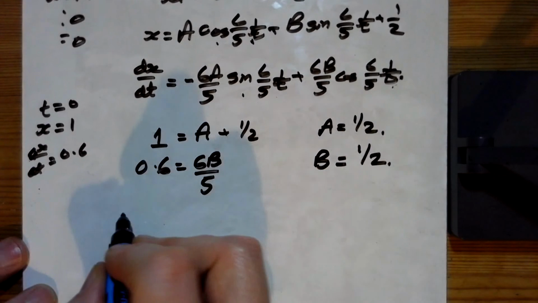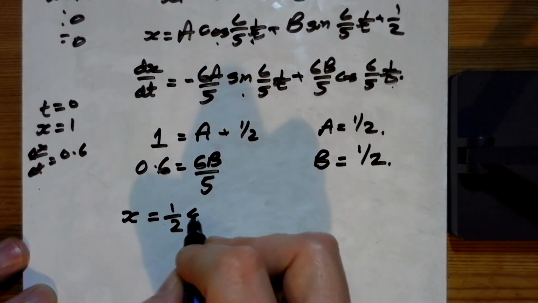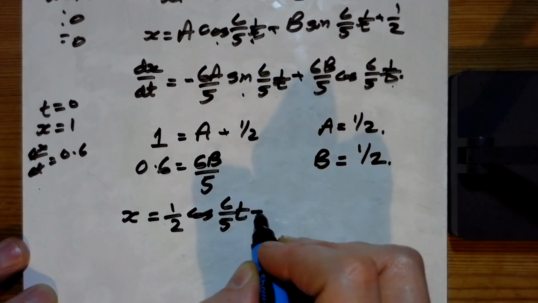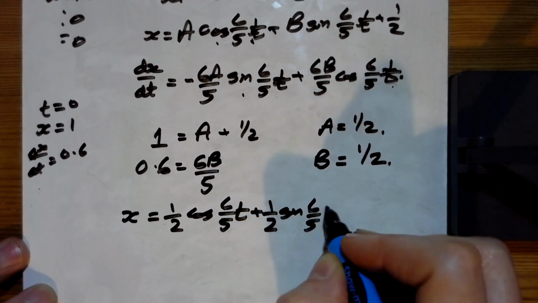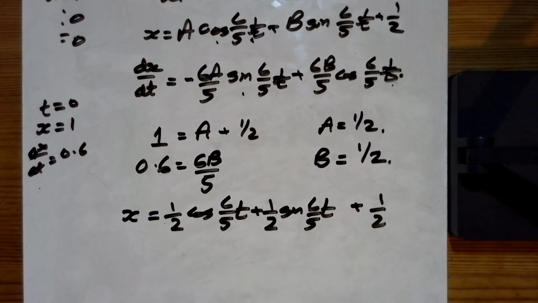So the answer is x is equal to a half cos 6 over 5 t plus a half sine 6 over 5 t plus a half. And clearly I could take the factor of a half out of all of that to tidy it up.